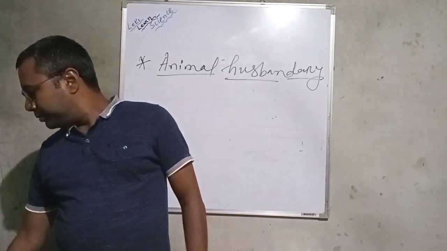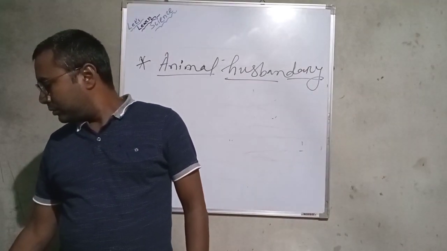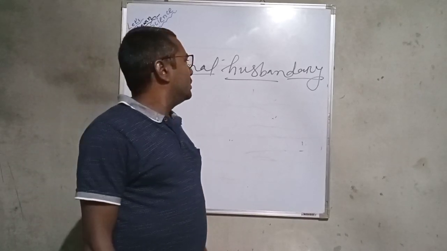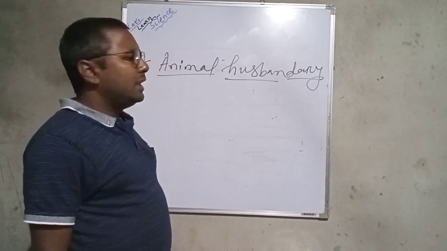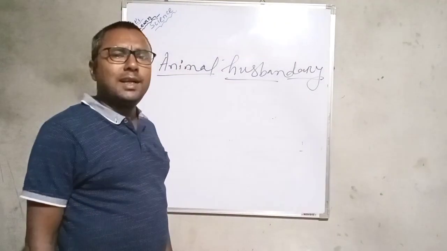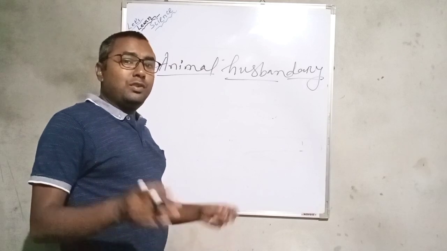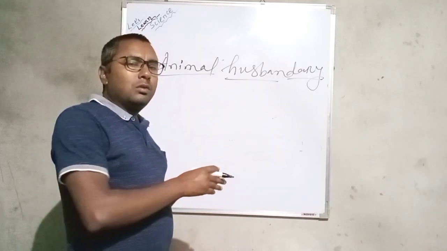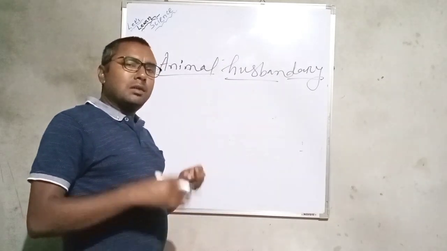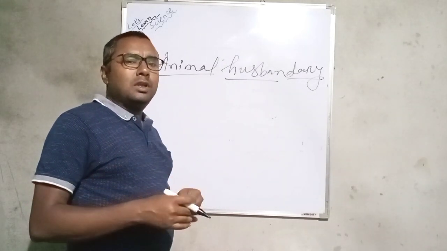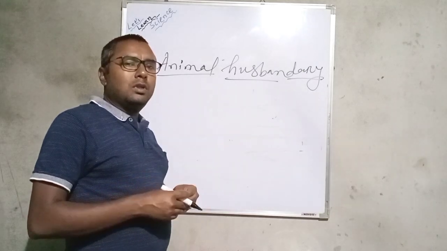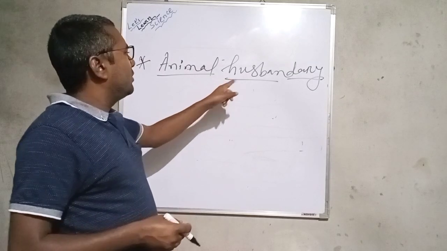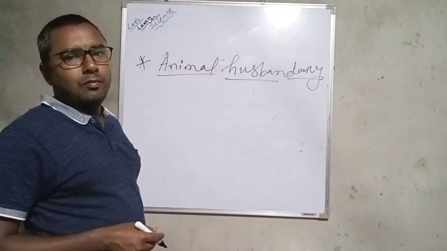Understood? So it simply means rearing and breeding of domestic animals. But if you keep a single domestic animal, that is not called animal husbandry. There must be a large number of the same kind of animals for getting benefits from them. That is termed animal husbandry.